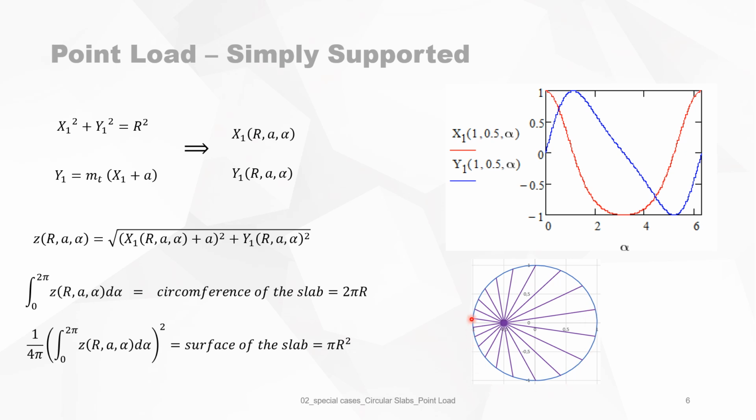When you draw it like this, this is a circle, this is the point P at the distance a. Then you have the different yield lines. So you can see that the circumference of the circle is 2 pi r. And in fact, it looks like z(r, a, alpha) is a kind of a mean distance to the point P.